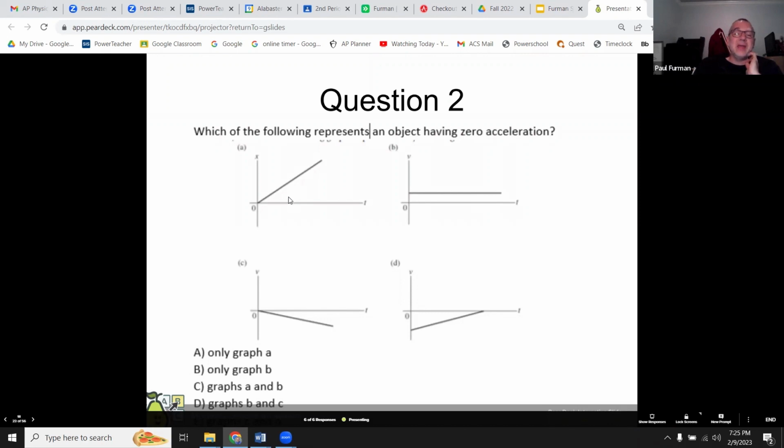Graph A also depicts 0 acceleration because notice graph A is a position versus time graph. The vertical axis is X, your position, and it's not smiling and it's not frowning. It's not concave up or concave down. Graph A has a constant slope, therefore it has a constant velocity. So actually graph A and B both indicate 0 acceleration.